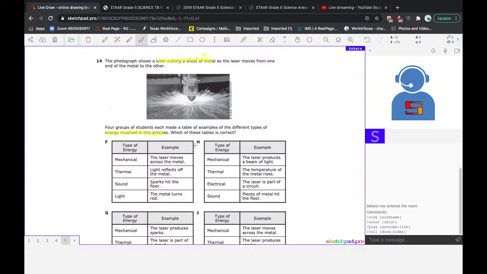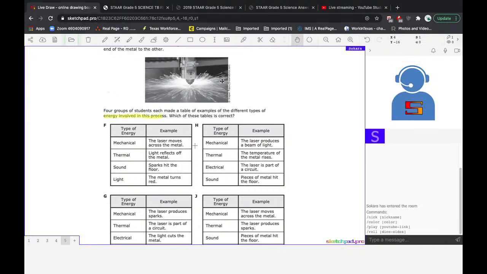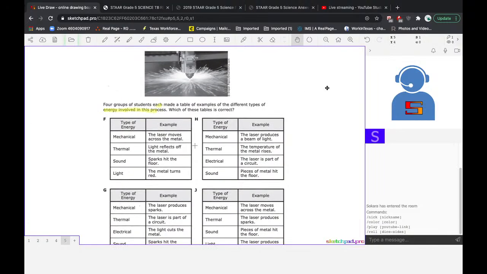Okay, so we have a laser cutting the sheet of metal here, and then we have 4 groups of students, each who created a table of the types of energies that may be involved in this process. And we have to find out which table is correct. So let's start table by table and find out which one is correct.